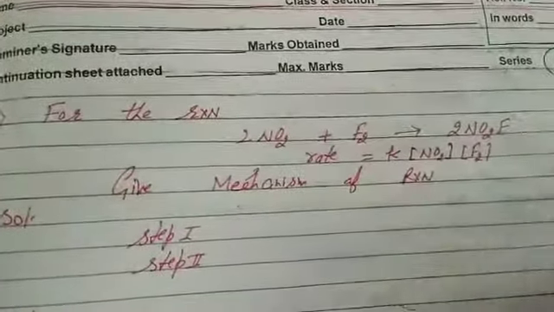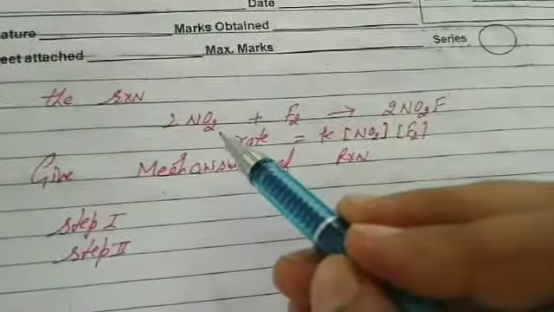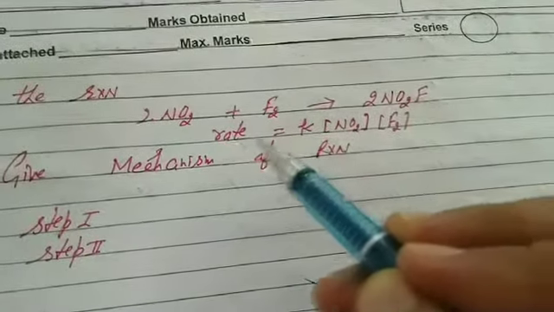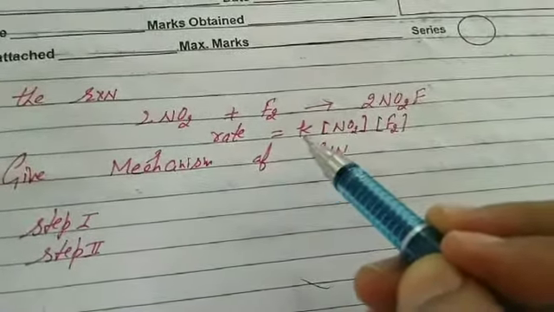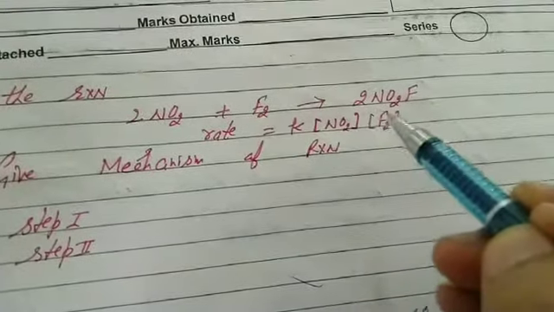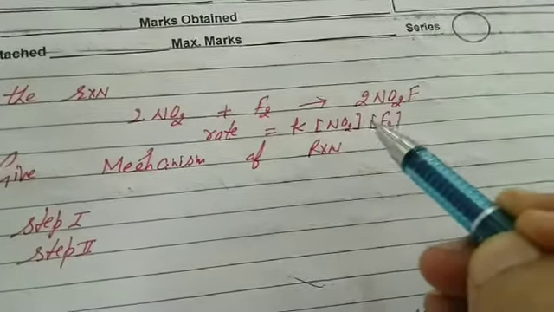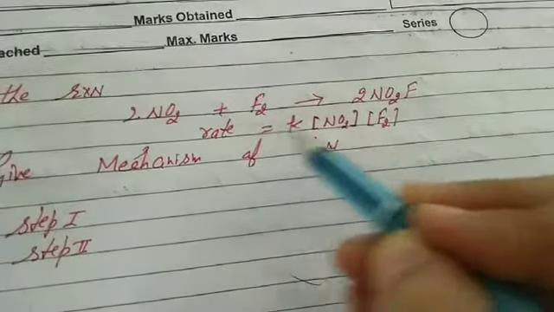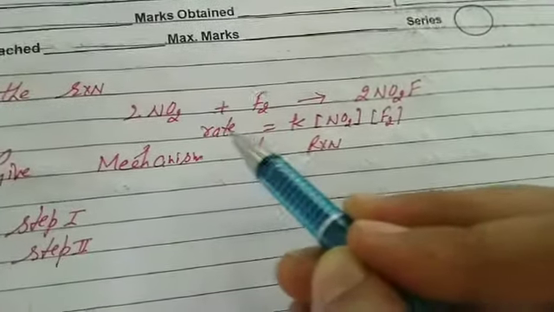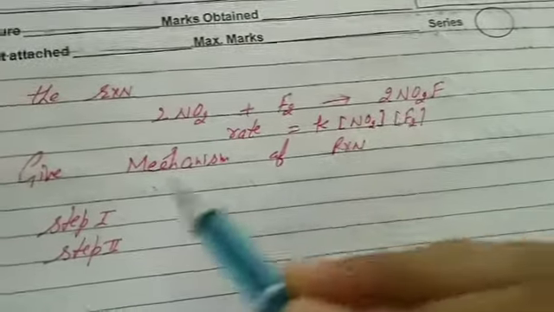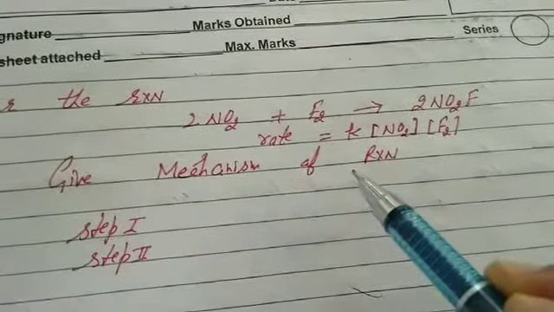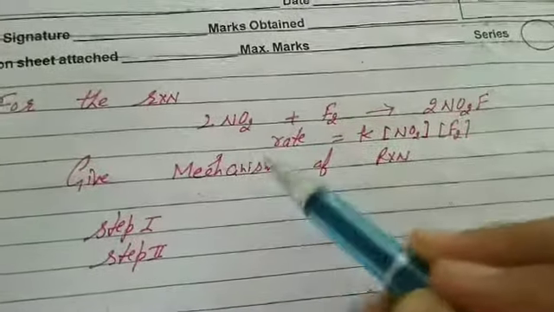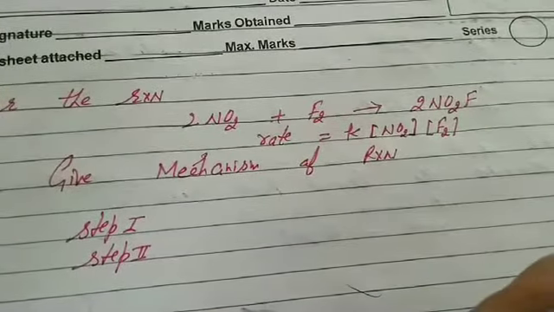Students, that's the question. Reaction is given: 2NO2 plus F2 to give 2NO2F. Rate is also given. Rate equal to k [NO2] [F2]. What is the order of reaction? 2. Sum of the power of the concentration terms in the rate law equation. According to the rate law equation, rate equal to this one. Now the demand is give mechanism of reaction. That is all a part of the question, and within the question the answer is there.